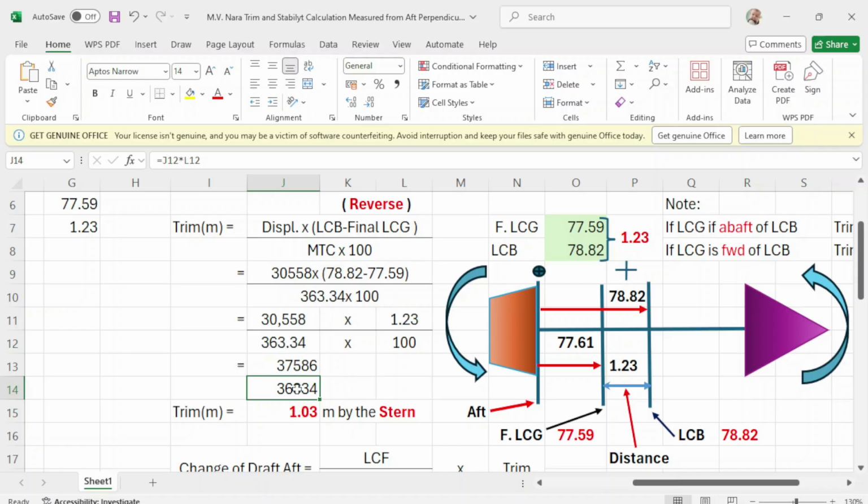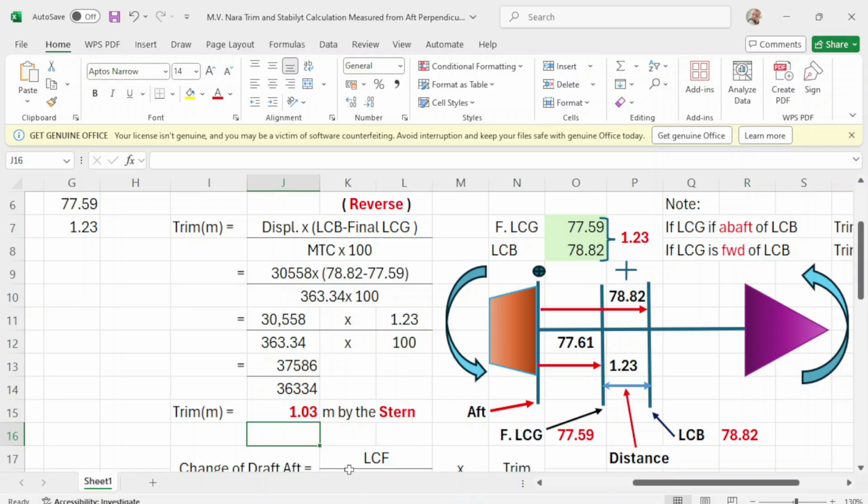Bring down this, multiply this MTC times 100. That will be, and your trim will be this one. Put here equals, divide this one by this one, and trim will be 1.03 by the stern.